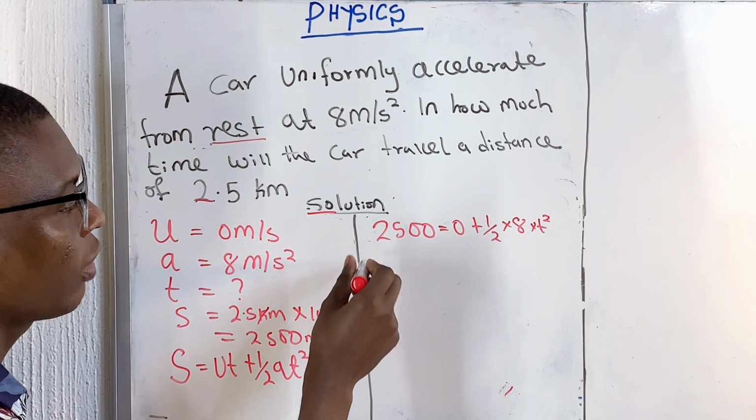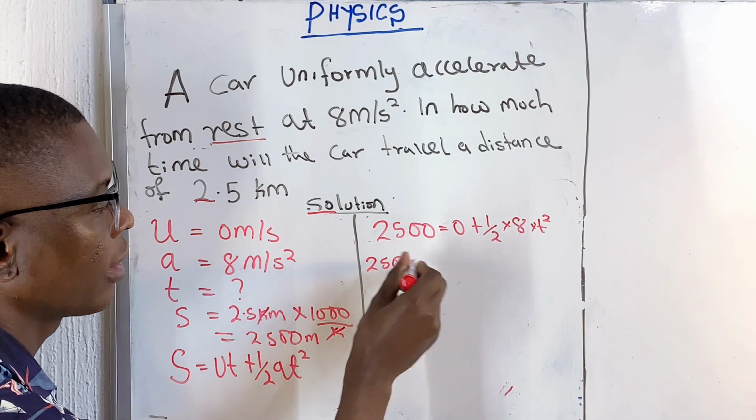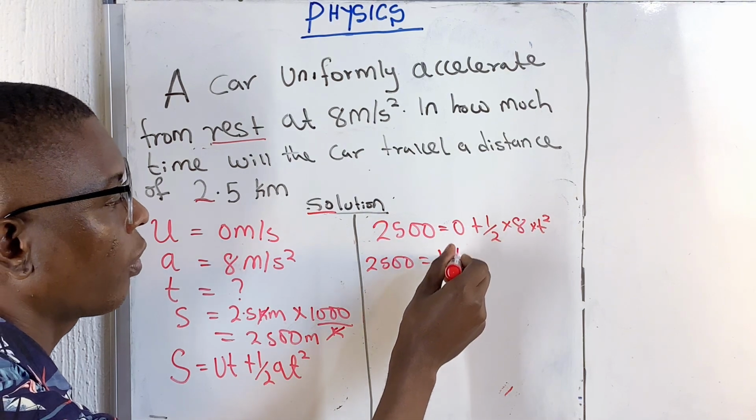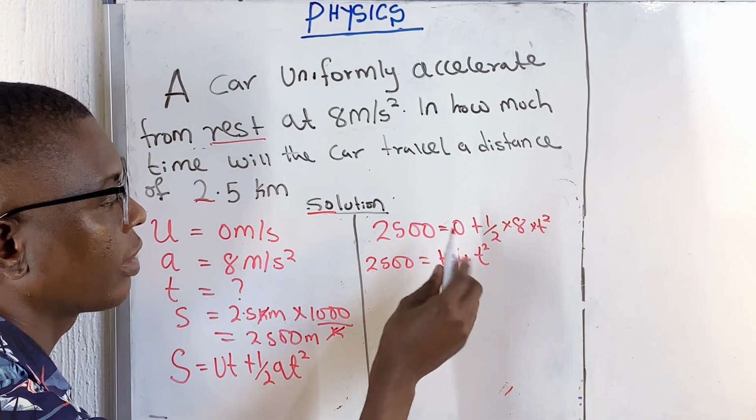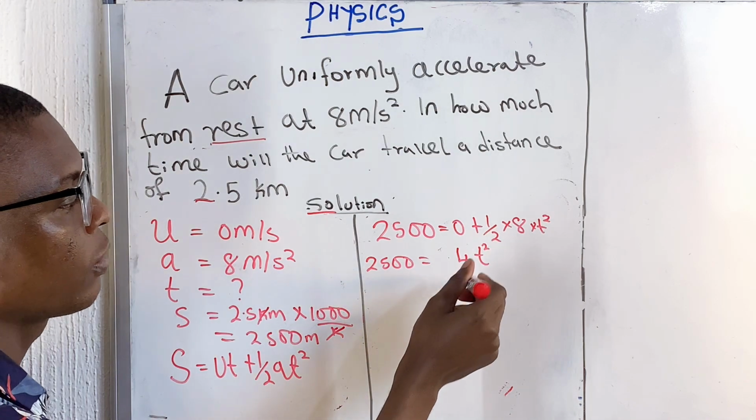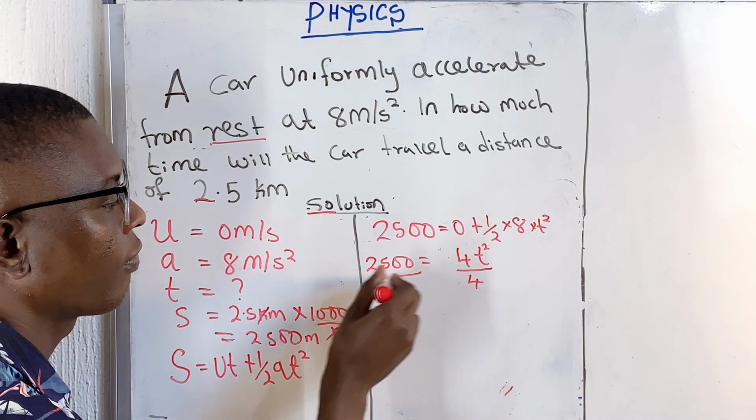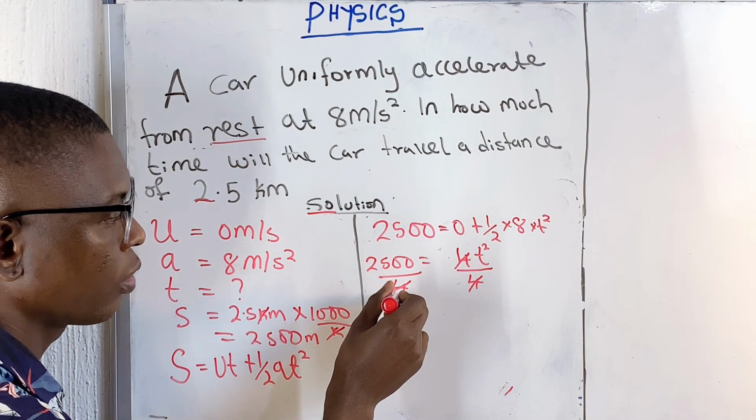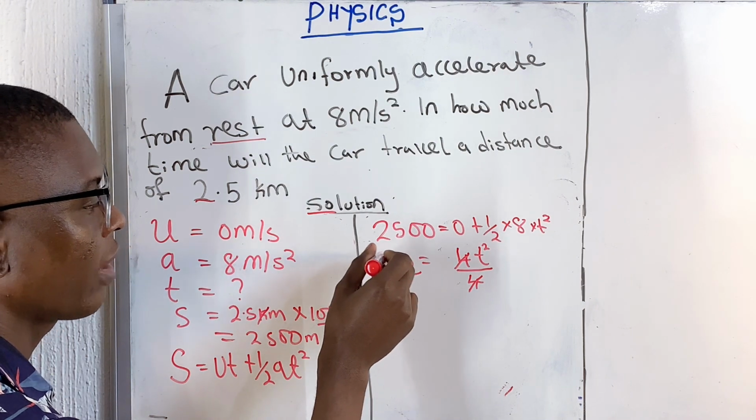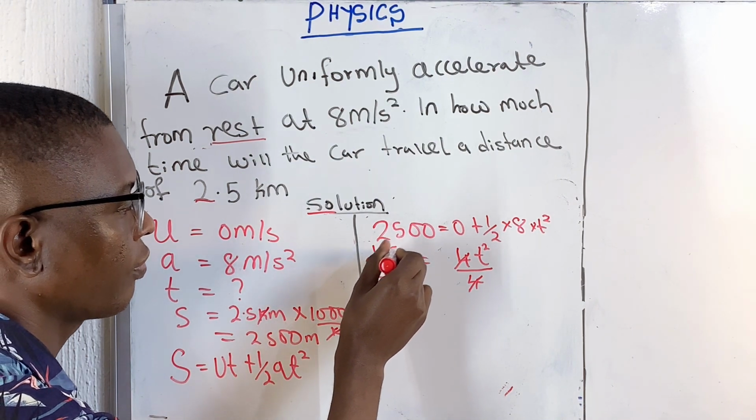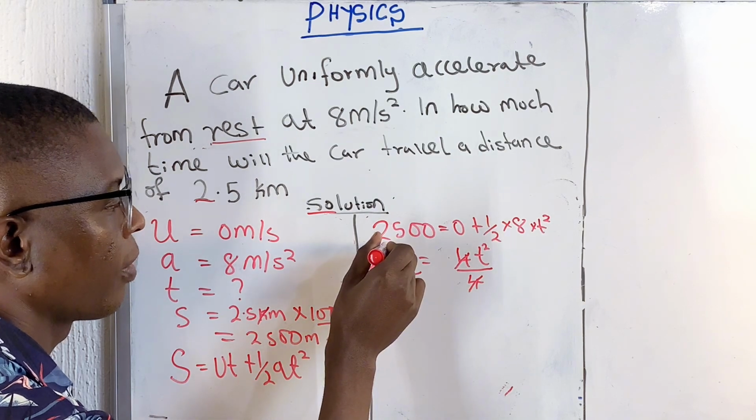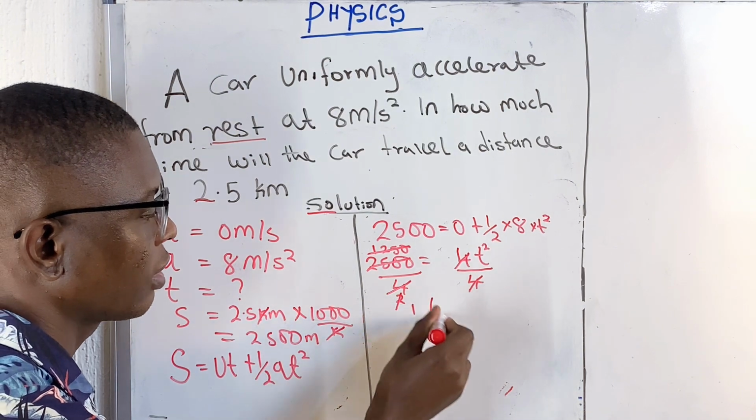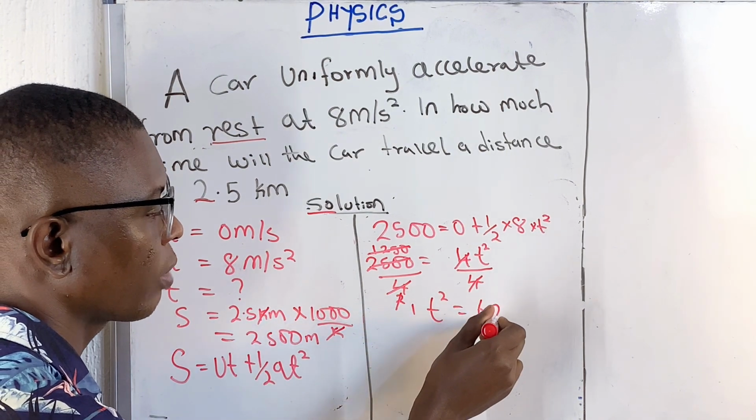Now, working this further, we are left with 2,500 is equal to 0, which is just 0, plus half times 8, which is 4. So 4t squared. Now we want t to be alone, so we have to divide both sides by 4. 4 cancels 4. Here we have 2 into 2,500, which is 1,250. 2 into 1,250 is 625. So therefore, t squared is equal to 625.